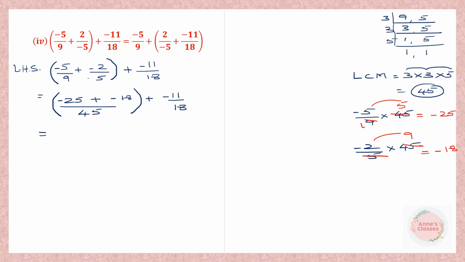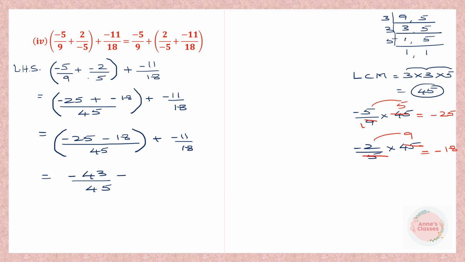Now let's continue with this. So here we have 45 and this will be minus 25 minus 18. Again, this is still within brackets and then we add up minus 11 by 18. So when you work this, signs are the same. So put the same sign and add. 25 plus 18 is 43. So minus 43 by 45 plus minus 11 by 18.